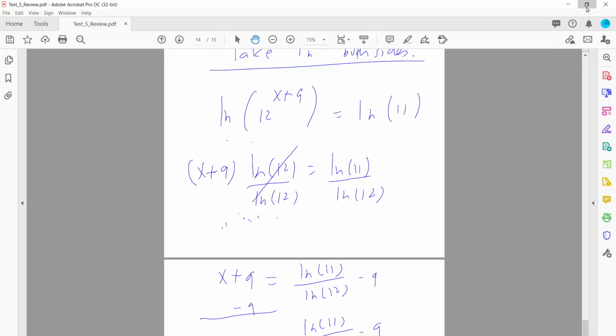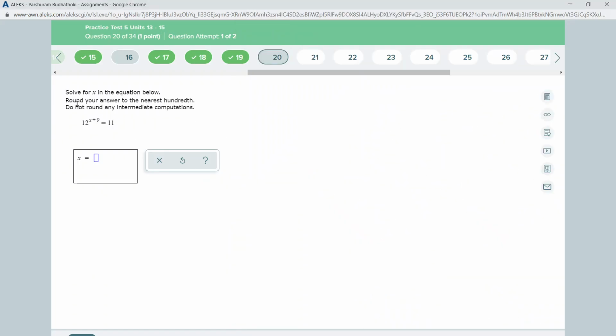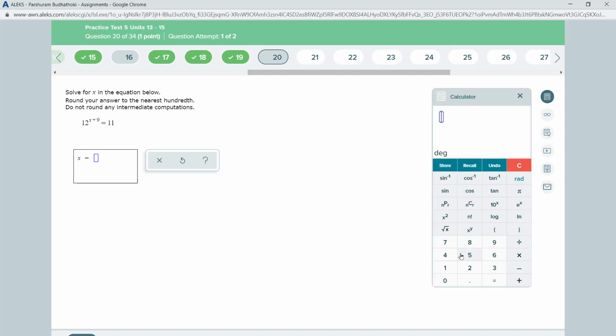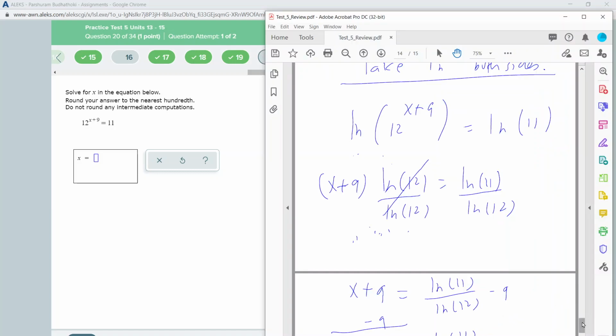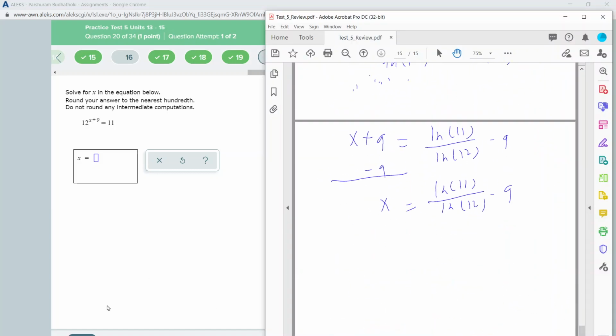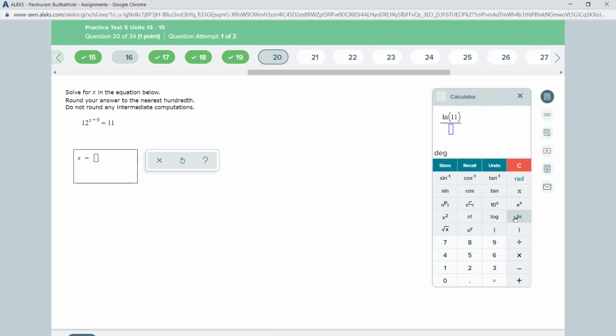So now let's go to read the instruction we have given. Round your answer to the nearest 100. So we're going to type this one, ln of 11, and divide it by ln of 12, I guess. Yes, ln of 11 divided by ln of 12 minus 9.